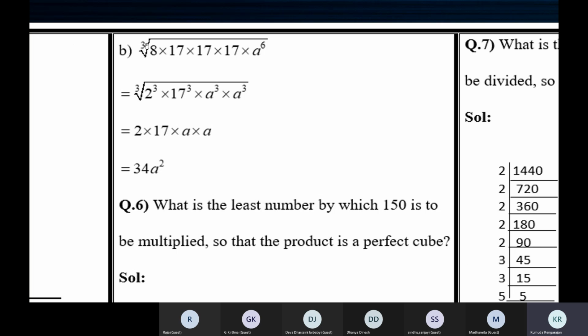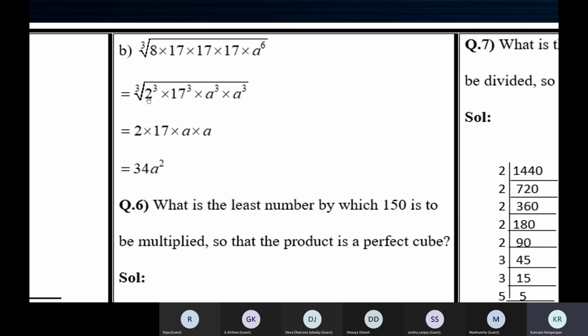See, children, this is what is given to you. So 8 can be written as 2 cubed, 17 as 17 cubed, and you can break down a to the power 6 as a cubed into a cubed. Not to get confused, it's not 3 threes are 9. When bases are the same and it's multiplication, we add the powers. 3 plus 3 is 6.